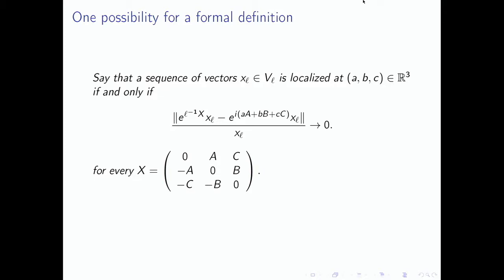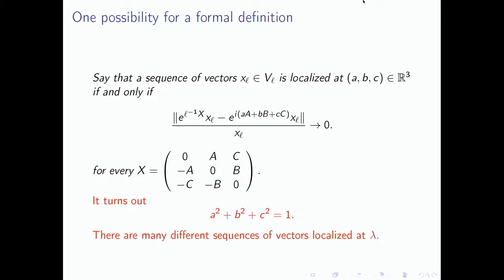Okay. So at this point, this turns out to be a definition that's kind of sensible and slightly more interesting than you would expect. For example, here are some properties. If you have any vectors that localize at A, B, and C, it turns out that A squared plus B squared plus C squared has to equal 1. So on the previous slide, I wrote down a family of vectors localizing at 1, 0, 0. But no matter what, any sequence has to localize to a point on the two-sphere.